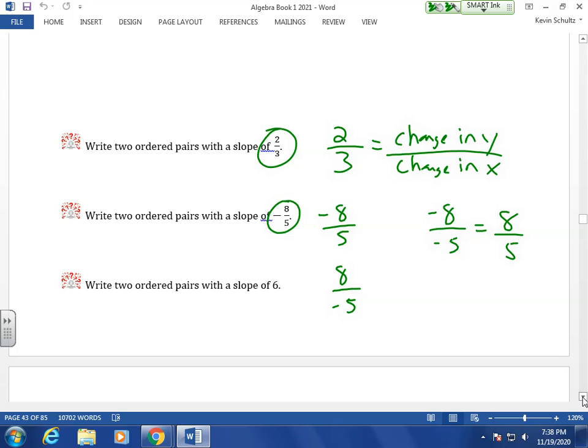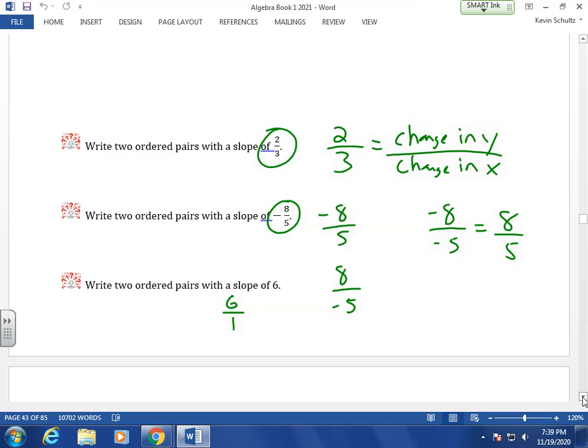That wouldn't work. Okay, so this might be one where if you're not confident, you've got to either ask a friend or send me an email, say, hey, this is what I got. Is it a slope of negative 8/5? And I can confirm it. Then write 2 ordered pairs with a slope of 6. We're going to rewrite that 6 as a fraction, 6 over 1. So your y values should subtract to be 6. Your x values are only 1 apart. They should subtract to be 1. Okay. And that wraps up PO22.